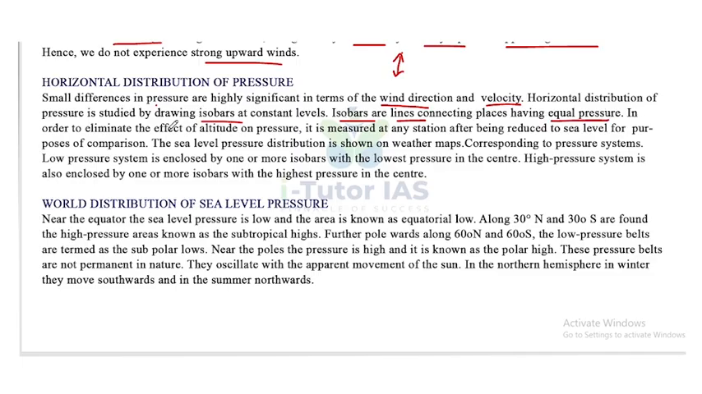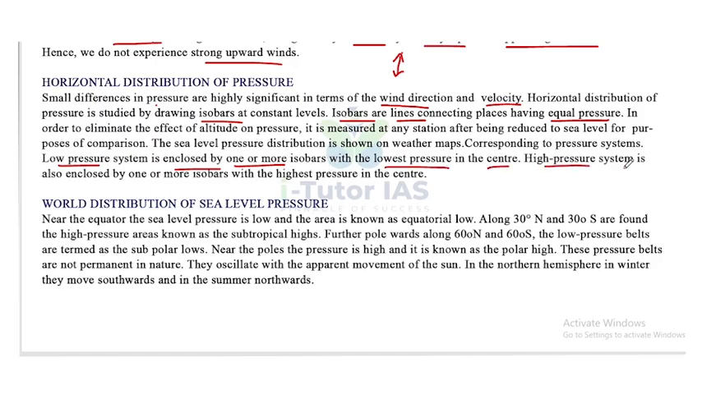In order to eliminate the effect of altitude on pressure, it is measured at any station after being reduced to sea level for the purpose of comparison. The sea level pressure distribution is shown on the weather maps. Corresponding to pressure systems, a low pressure system is enclosed by one or more isobars with the lowest pressure in the center.